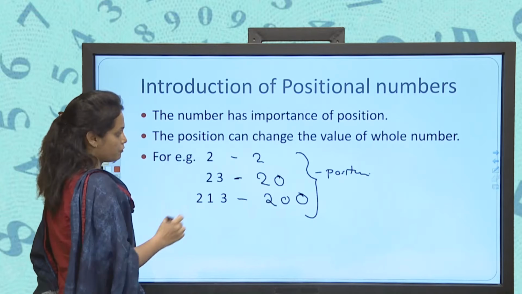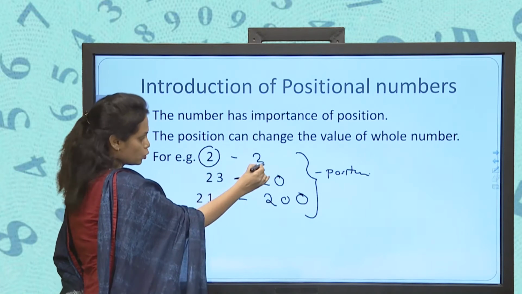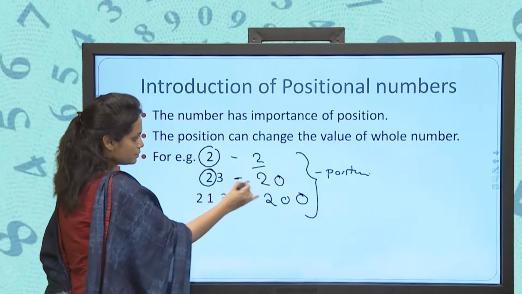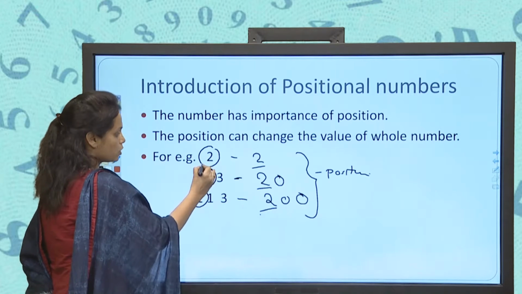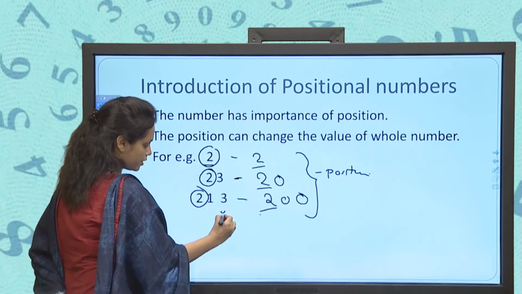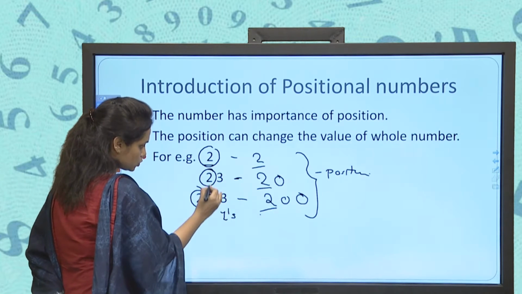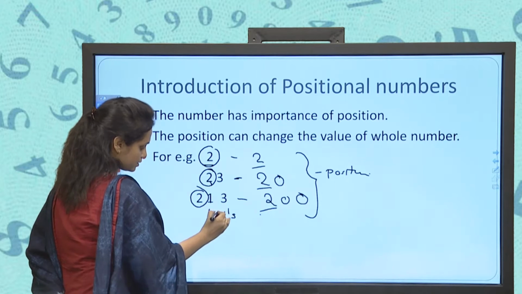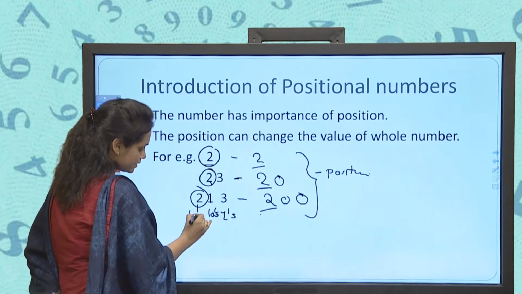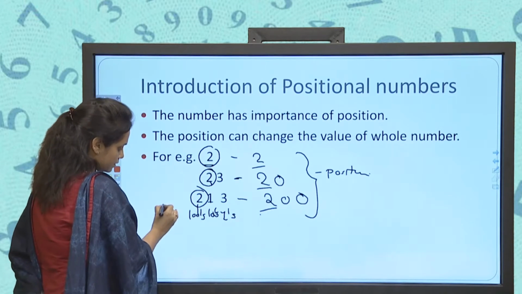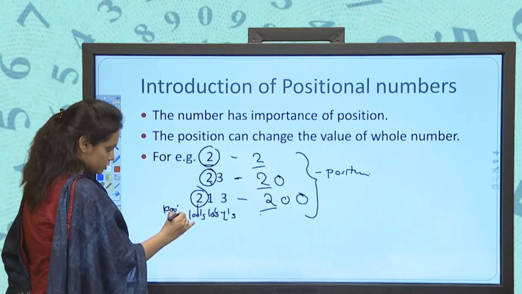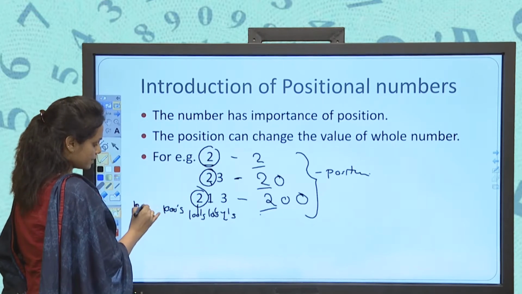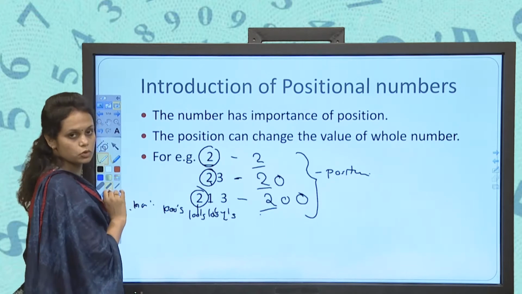Fine. Now, see why this 2 has the meaning 2, why this 2 has the meaning 20, and why this 2 has the meaning 200? Because this 2 is at the ones place, this 2 is at the tens place, and this 2 is at the 100 place. If there is a next digit, then that will be at the 1000 place, next will be at the 10,000 place, and so on.